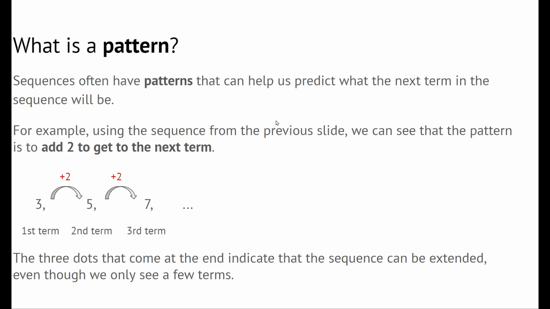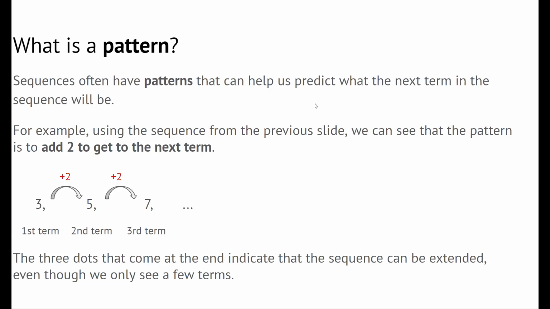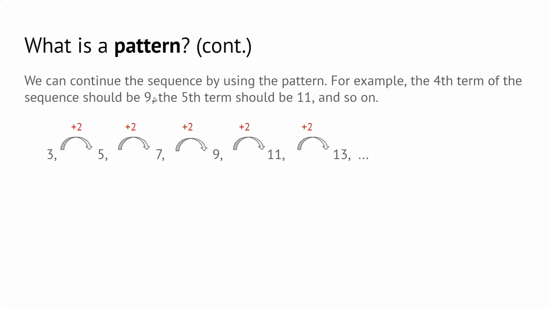Can someone unmute and just say the next term in the sequence? And these ellipses, these 3 dots, mean that the sequence can be infinitely extended. Like it can be extended forever unless otherwise indicated. So this just tells us that the sequence goes on. It doesn't just stop after the few terms. Okay. And yeah, the next term in the sequence would be 7 plus 2, which is 9.